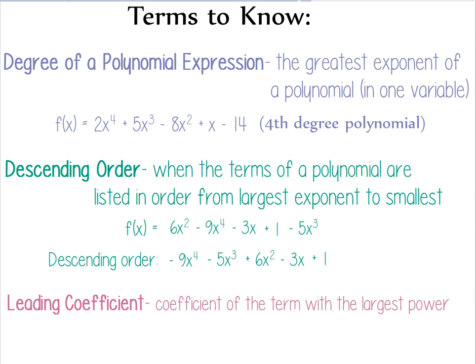Last definition is leading coefficient. That's the coefficient of the term with the largest power. So the term that's determining your degree, the coefficient, or the number in front of the variable, is going to be called your leading coefficient. So in my first example, it was 2. In my second example, the leading coefficient would be that negative 9. And in my new example, my second degree polynomial has a leading coefficient of 4.